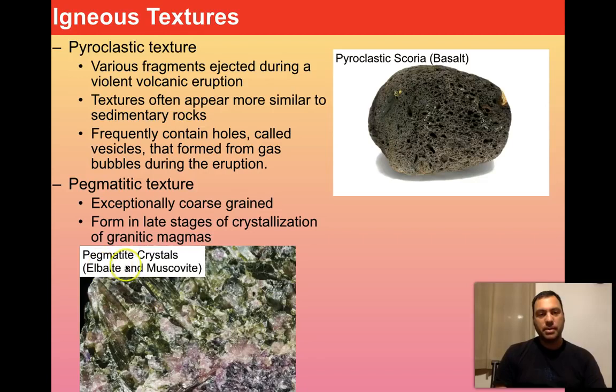So here we see pegmatite crystals of elbaite and muscovite, and these are large crystals. Unfortunately I don't have the scale on here, but they're several inches long. Down here is another purple mineral, and I believe these are called lepidolites, and I believe these were collected from a pluton in the San Diego County area.